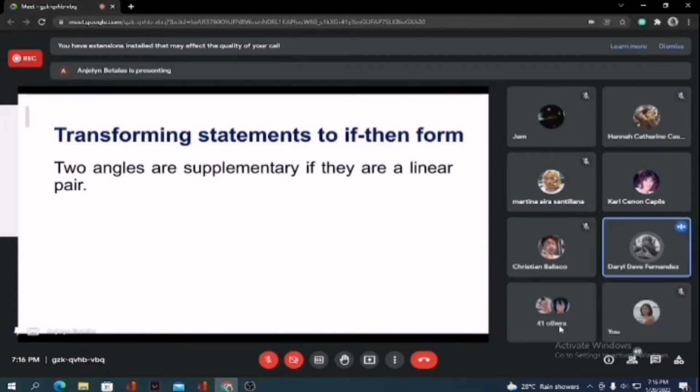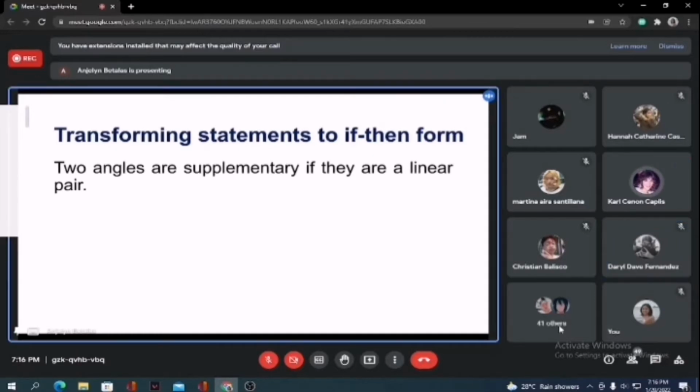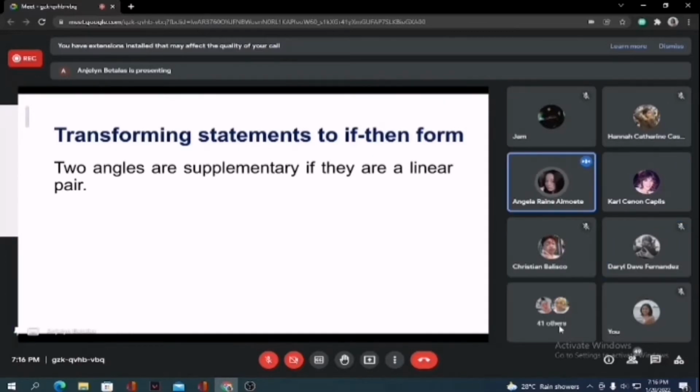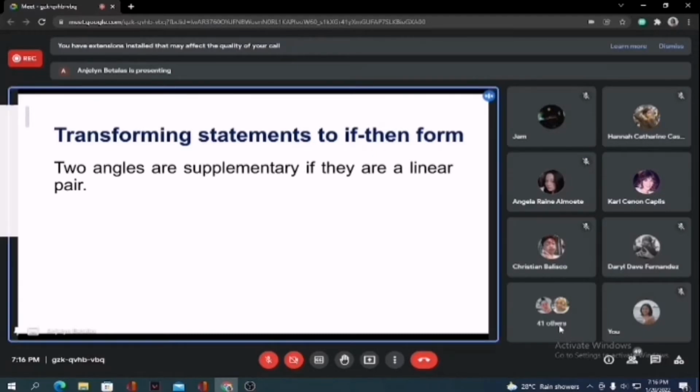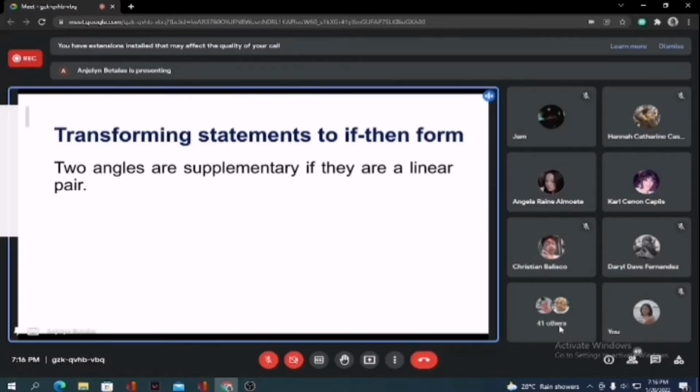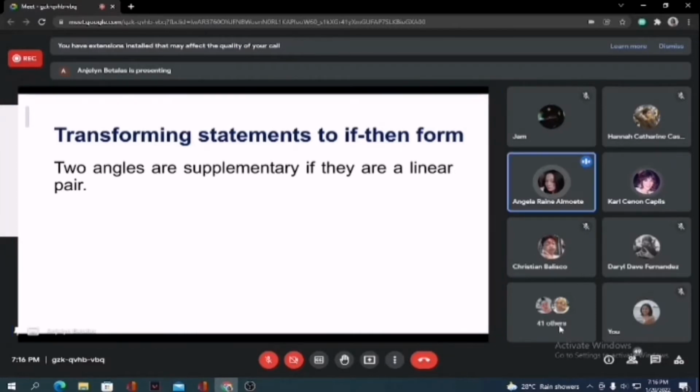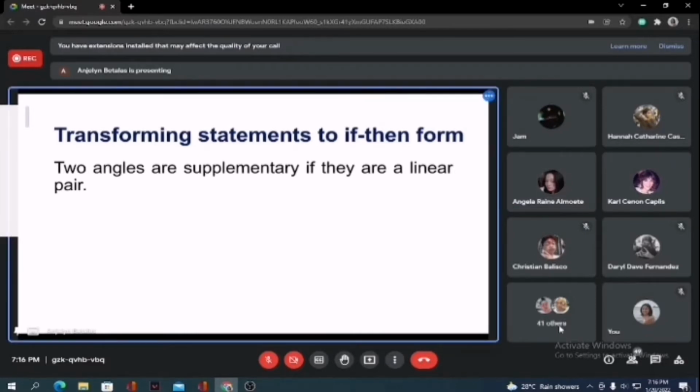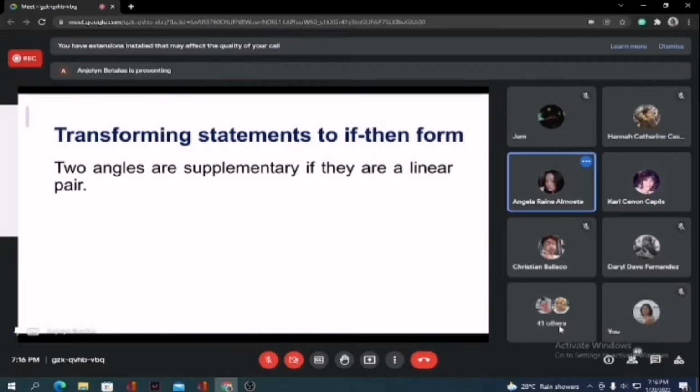Two angles are supplementary. Read the hypothesis: they are a linear pair. Okay, and the conclusion: two angles are supplementary. Who's answering? Almuete, ma'am. Okay.